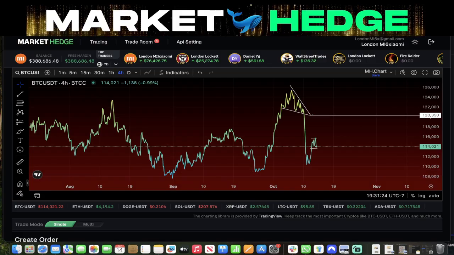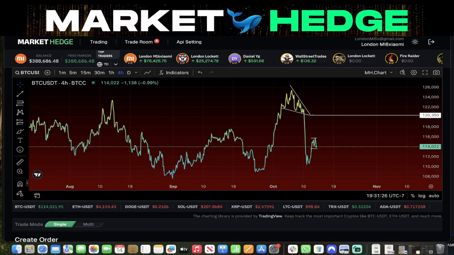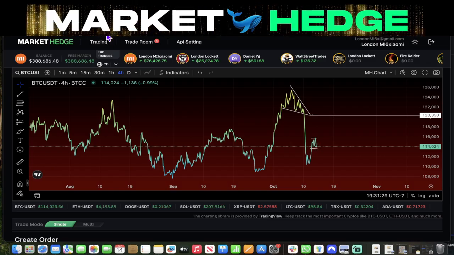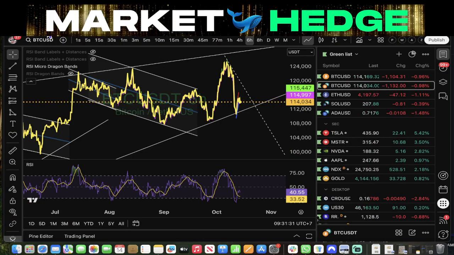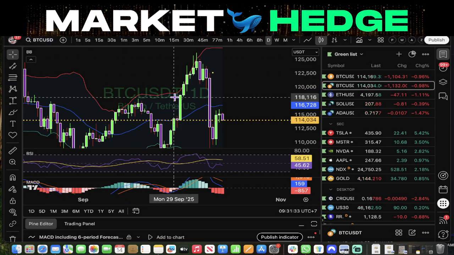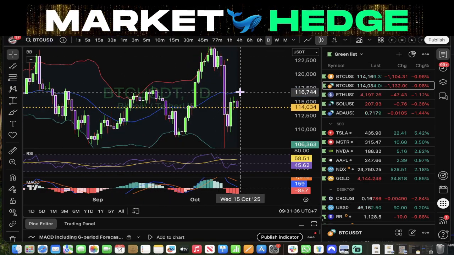This is London with Market Hedge. Let's see if the bulls can maintain or actually accomplish up and over that 20 moving average on the daily. That's going to be the test and measure as we look towards the rest of this week. Is this line at 116.750?